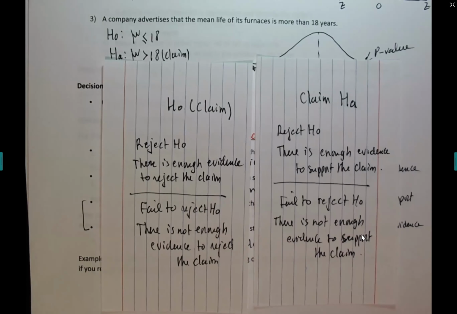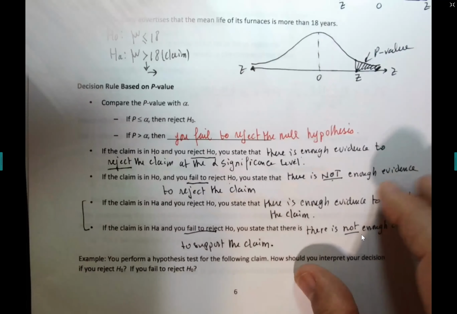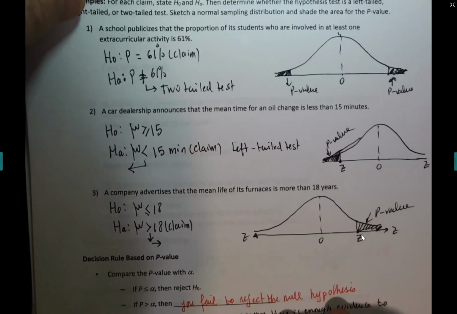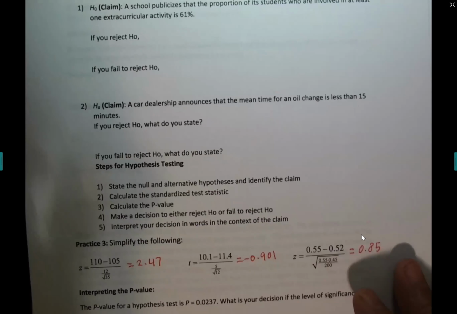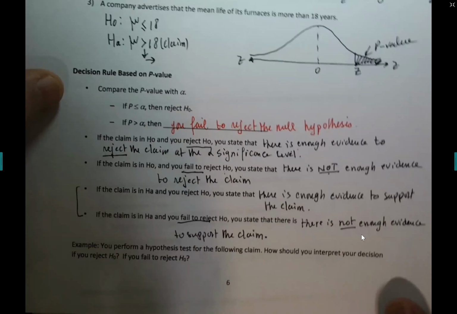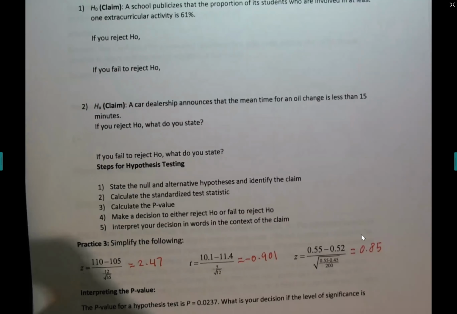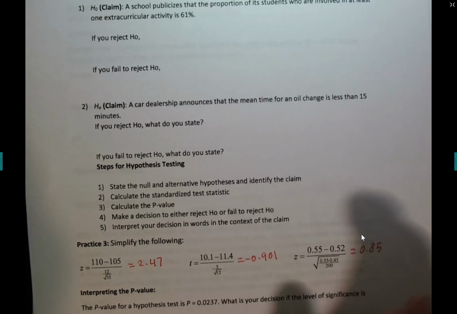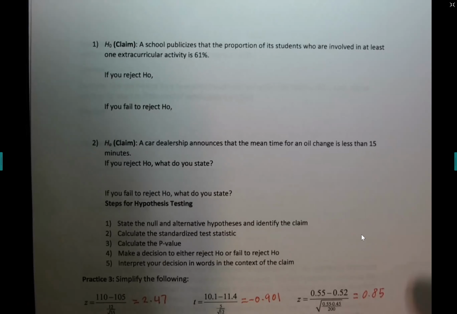Okay. Let's continue. So that's this page here, 6. Okay, 7. You perform a hypothesis test for the following claim. How should you interpret a decision if you reject H0 or you fail to reject H0? Okay. That's what I've been talking about. So let me show you how we interpret that.